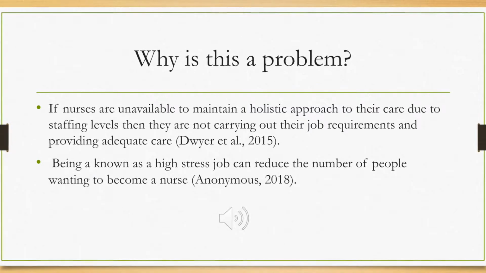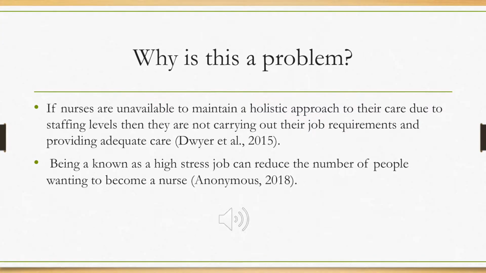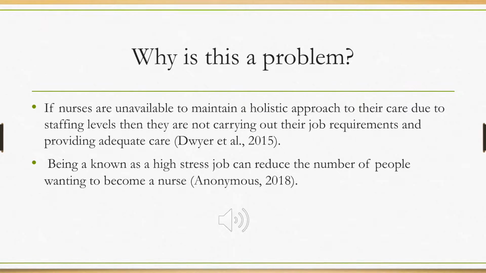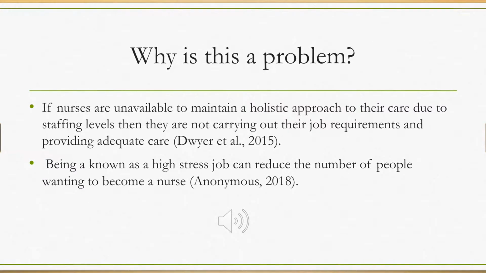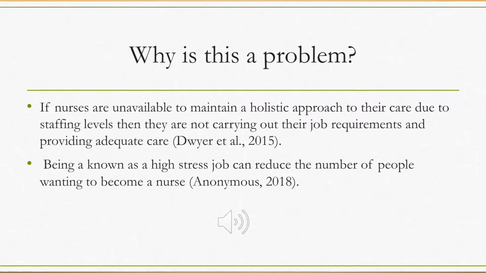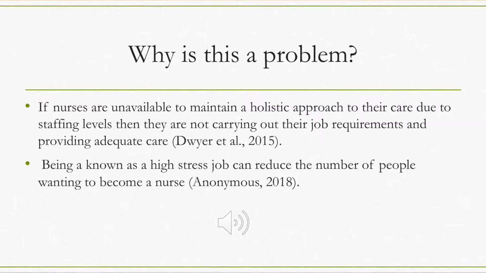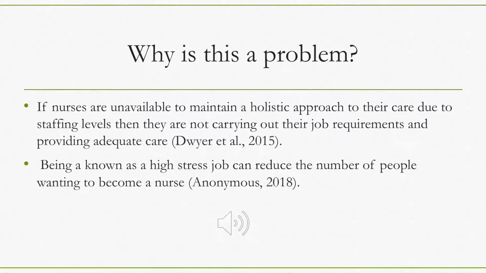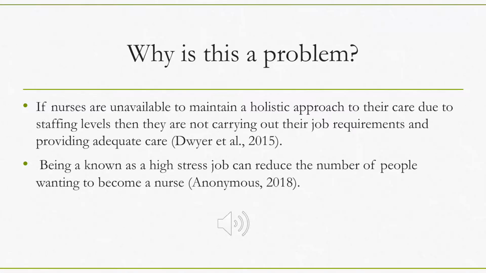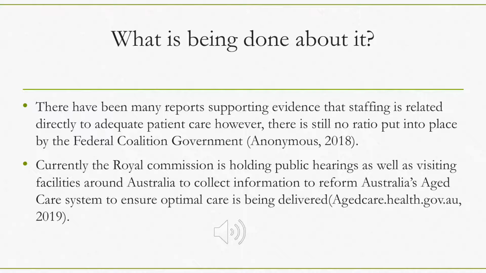When ratios are not at an adequate level, there is a higher workload for nurses, which then leads to high stress. Already being known as a high stress job, this can reduce the number of people wanting to become a nurse. This would reduce the number of nurses available while Australia is in a crisis for senior nursing staff. So, what is being done about it?